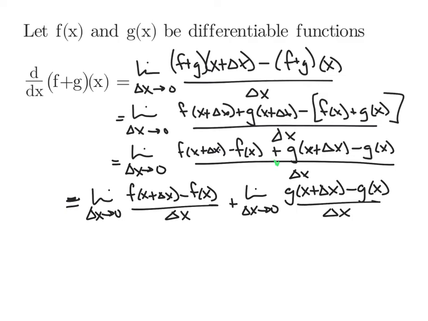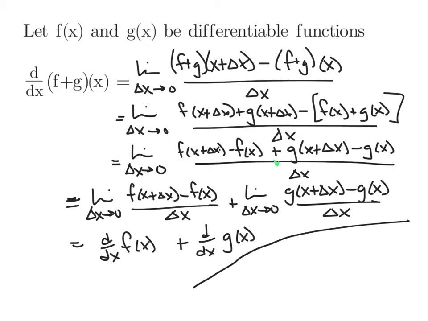And each of these should be familiar. When we're looking at that limit of f of x plus delta x minus f of x over delta x, that's the derivative of f of x. And our second limit, for g of x plus delta x minus g of x over delta x, is the derivative of g of x. And what we just proved is the sum rule.